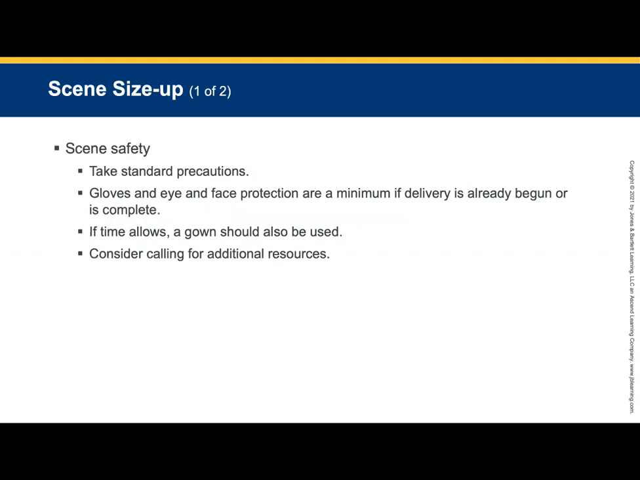All right, so scene size up. Obviously, we know we're going to take our standard precautions. During pregnancy, standard precautions sometimes allow us to put a gown on, but gloves and eye protection must be used at all times. If this is not your first rodeo, you may be able to handle this pregnancy, but remember that any pregnancy can turn south at any point in time. So the need for additional resources is going to be high. The earlier you call, the better off you are, and the better outcome you're going to have for your resources to arrive on scene.